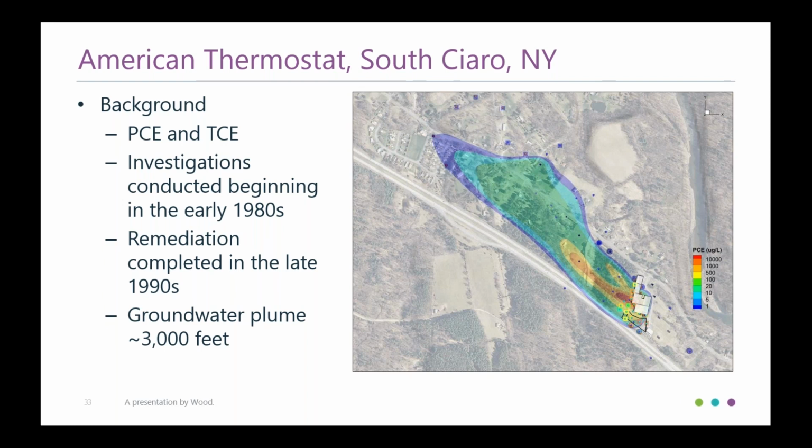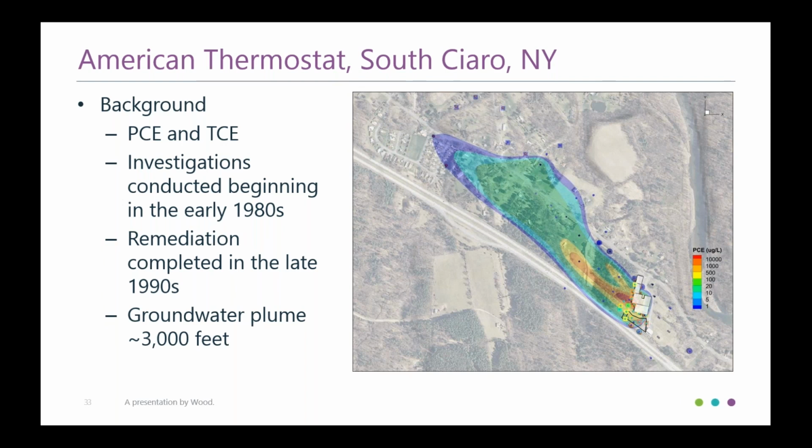So this site, if you look at it, it's a 3,000-foot long plume. The question I have is, why is groundwater flowing that way? If you can see over on the western edge of the slide, that's a river, that's the Catskill River, and it's flowing south. So it really doesn't make much sense that this is doing this. So why is it doing it? It is doing it, but why?